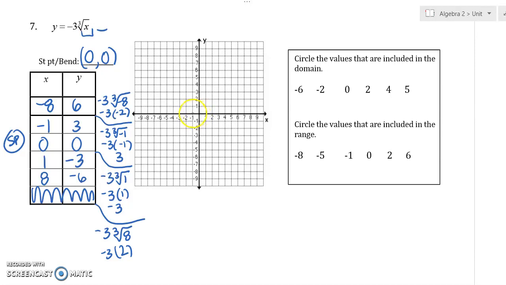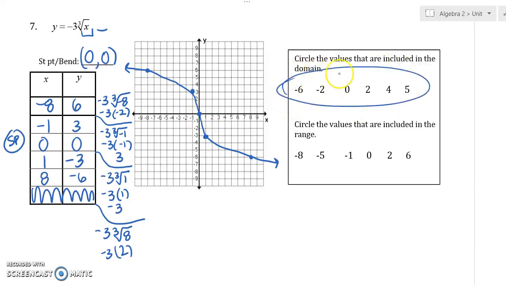So we're just going to plot them. -8, 6. Here's one of them. We have -1, 3. We have 0, 0, 1, -3, and 8, -6. So now we have our cube root. Looks good. And for the domain and range, we know that it's all real, so we're going to circle all of those. All right.